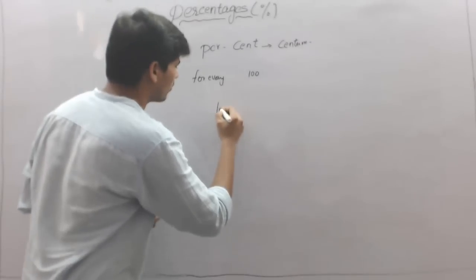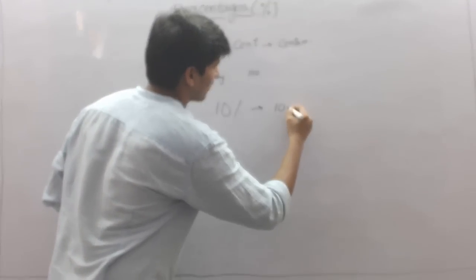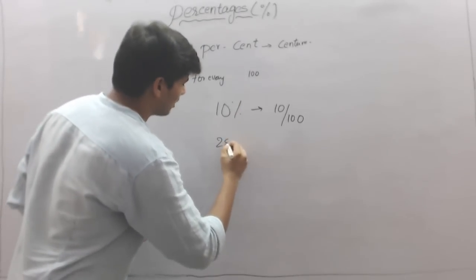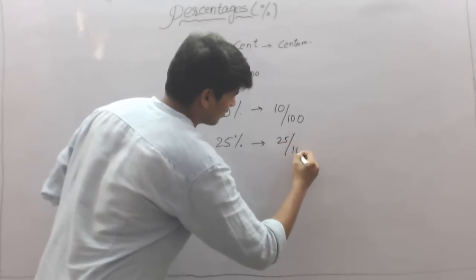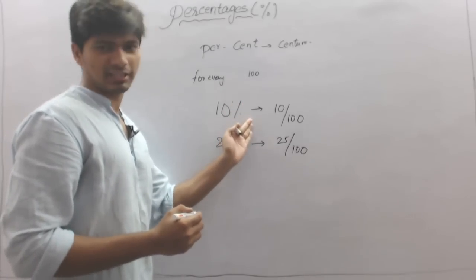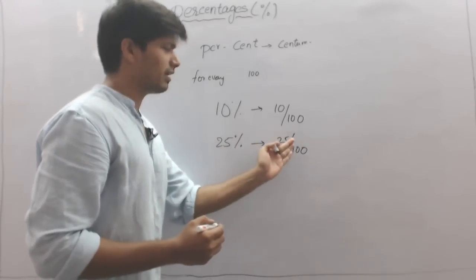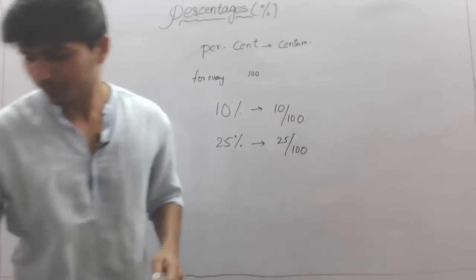Likewise, how do you denote 10 percentage? 10 per 100, per every 100. Similarly, 25 percentage is 25 by 100. So this is the way you denote percentage. 10% means 10 per 100, 25% means 25 per 100. Got clarity?